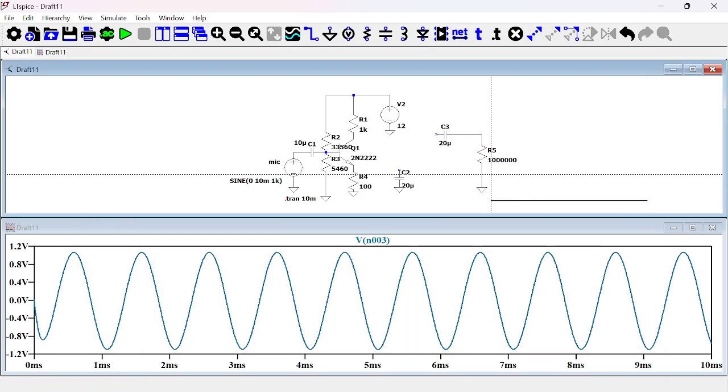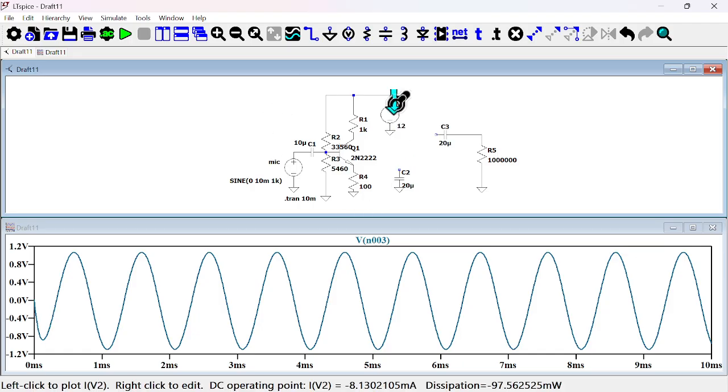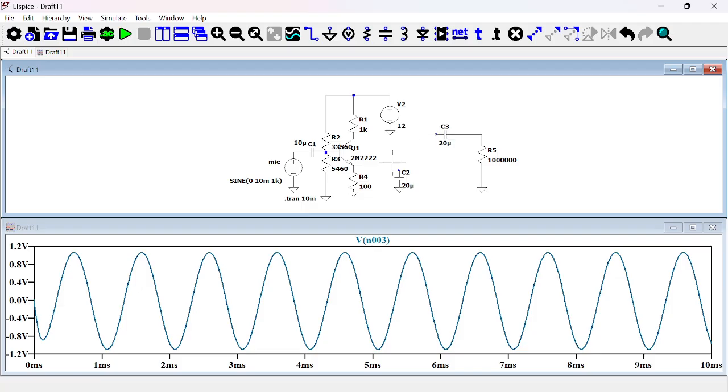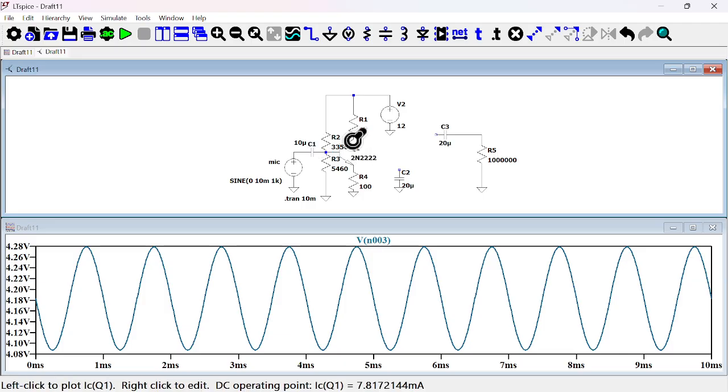Okay, so this is a continuation from the previous video. We built a common emitter stage and we want to connect a speaker to it directly and see what happens when you connect a speaker directly to the common emitter stage. So what I'm going to do is I will run this circuit and look at the gain at the output.